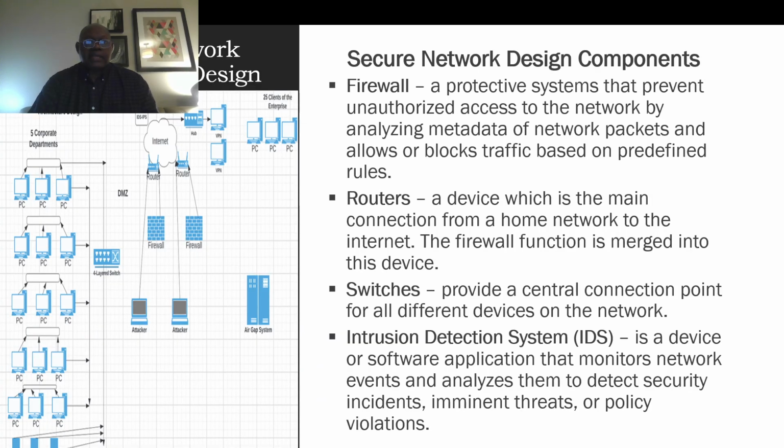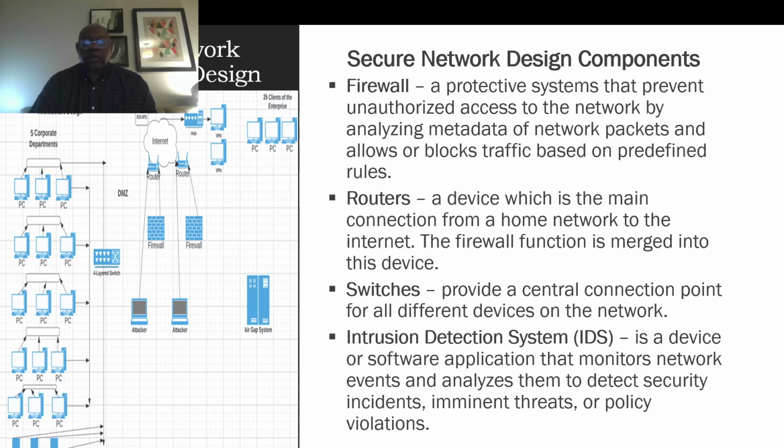To the left is the secure network architecture that I designed to protect the network from external and sometimes internal threats. And this secure network design is broken down into different components. I have a firewall, which is a protective system that prevents unauthorized access to the network by analyzing metadata of network packets and allows or blocks traffic based on predefined rules.